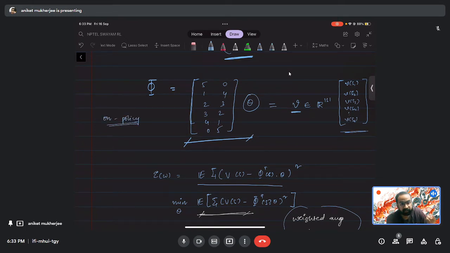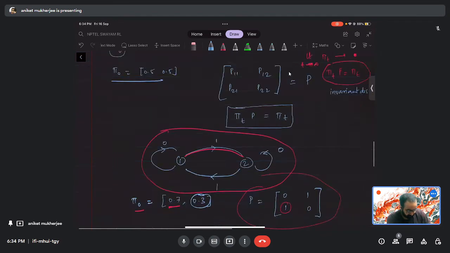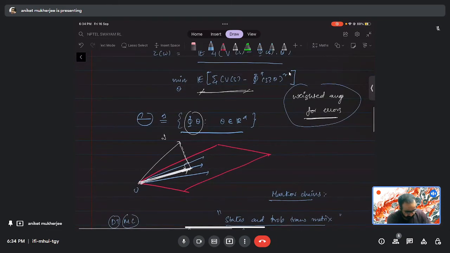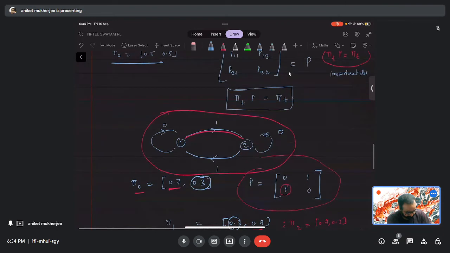If I change the policy, my Markov chain changes. If my Markov chain changes, the distribution changes. So everything is related, and everything I'm doing is on policy. That is why every time I write V, I'm writing V mu here. I hope that is clear. Mu is the policy that I'm working on right now. So I was minimizing V mu s minus phi transpose theta.